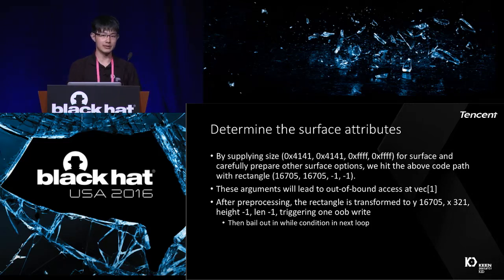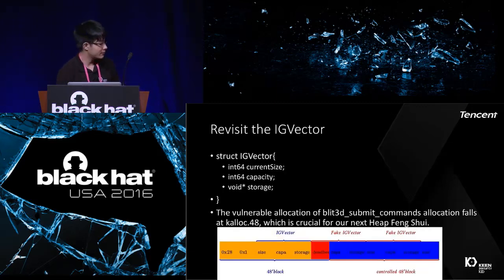So we have an OOB write on this IG vector add, but what is the IG vector, and what does IG vector add do? We need to revisit the IG vector structure. The IG vector structure is actually a 24-byte structure with 3 fields: one is the vector's size, one is the vector's capacity, and the third attribute is the vector's backing storage pointer. And when the vulnerability occurs, we can see that the vulnerable allocation is in the KALLOC 48 zone.